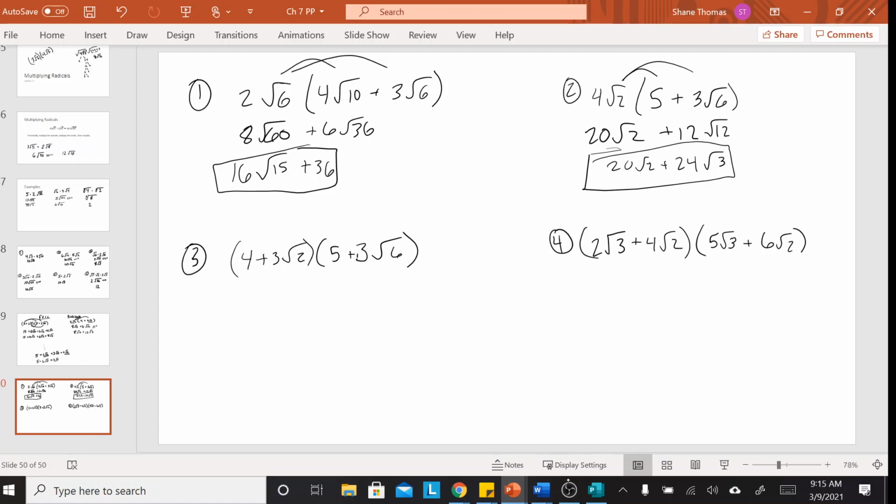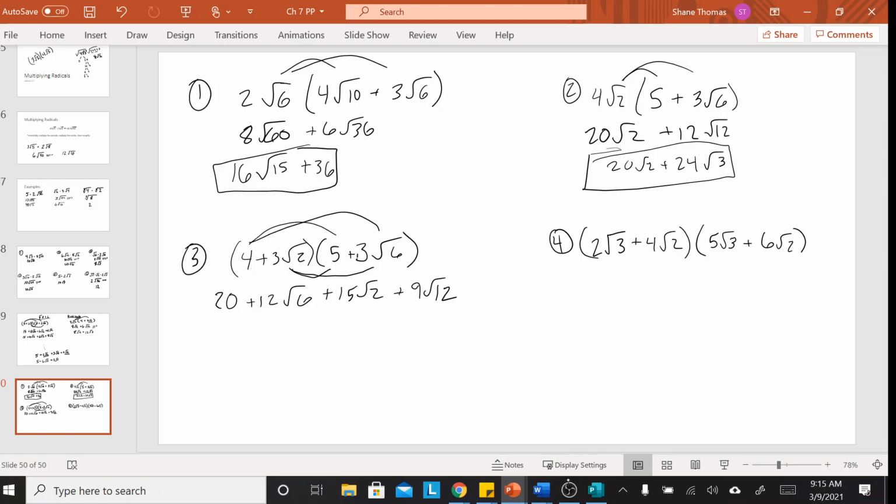Good. Next one, number 3. I can FOIL it. So 4 times 5 is 20. 4 times 3 root 6 is 12 root 6. Okay. Next one, 3 root 2 times 5 is 15 root 2. And then 3 root 2 times 3 root 6 is 9 root 12. All right, let's go through here.